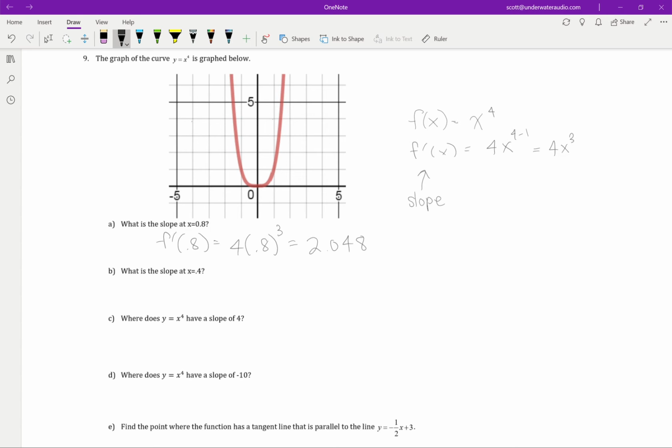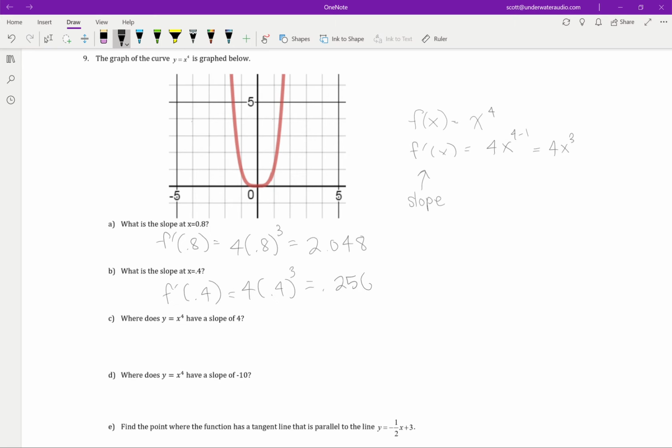Excellent. Okay, same question, but what is the slope at x equals 0.4? So same thing, I'll just plug it in. So 4 times 0.4 to the third power. Do that in my calculator real quick. That's 0.256.